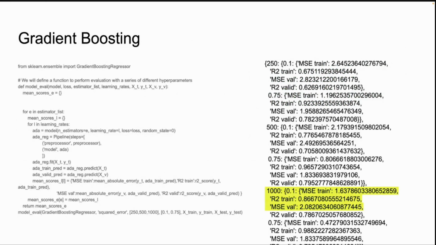Going further with the gradient boosting, what I'm doing here is I'm using the squared error approach, and I'm using 3 different numbers of trees, and along with that, I'm trying to use the learning rates of 1.0 and 0.75. So when I run my prediction, this is what I get as my output. And if you can see here, the best output is on 1000 trees and 0.1 learning rate. So this is what I'm going to use for my prediction next.